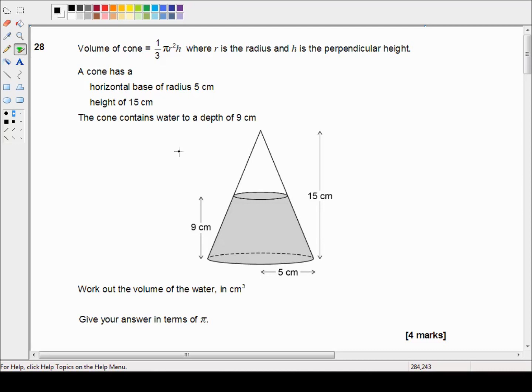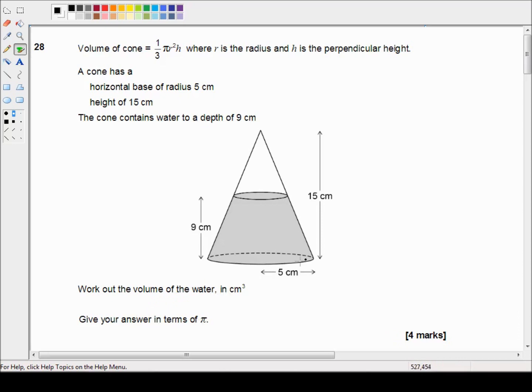It's the May 2017 past paper and we're looking at question 28, which reads: the volume of a cone is 1/3 pi r squared h, where r is the radius and h is the perpendicular height. A cone has a horizontal base of radius 5 centimeters, a height of 15 centimeters. The cone contains water to a depth of 9 centimeters. Work out the volume of the water in centimeters cubed. Give your answer in terms of pi.